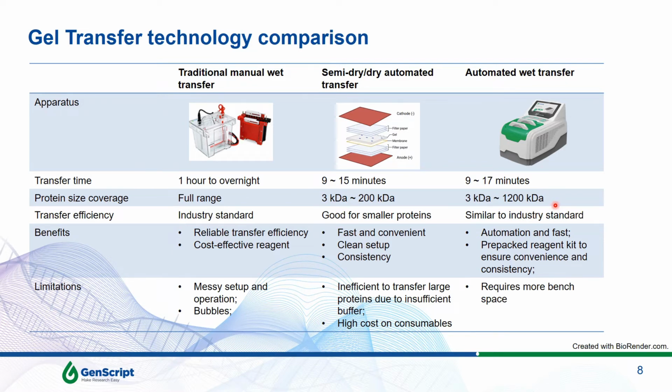For the automated wet transfer device, it has the benefits of automation and speed. It has a pre-packed reagent kit to ensure convenience and consistency. The limitation, however, is that it requires more bench space than the blot module and semi-dry devices.